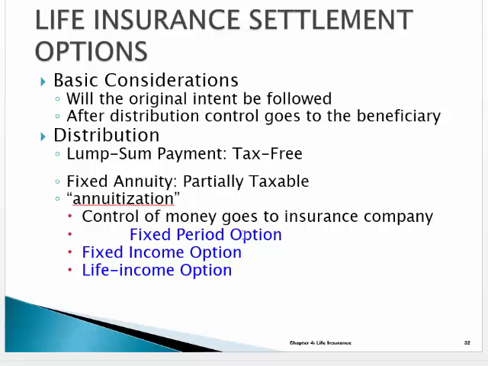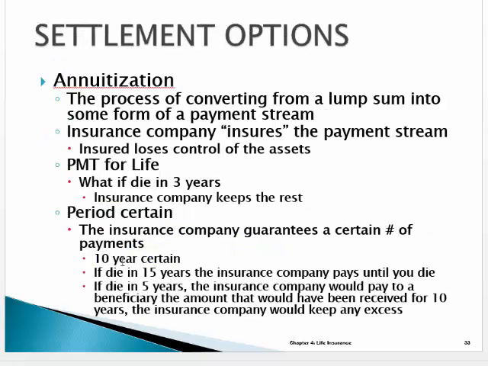So you could do it for a fixed period, you could do it for life, you could do it so that you get a fixed amount of income. But again, this process is just asking how the distribution actually occurs. Is it in a lump sum or is it in payments? The annuitization process, we need to talk a little bit about that. It's the process of converting a lump sum into some form of payment stream.